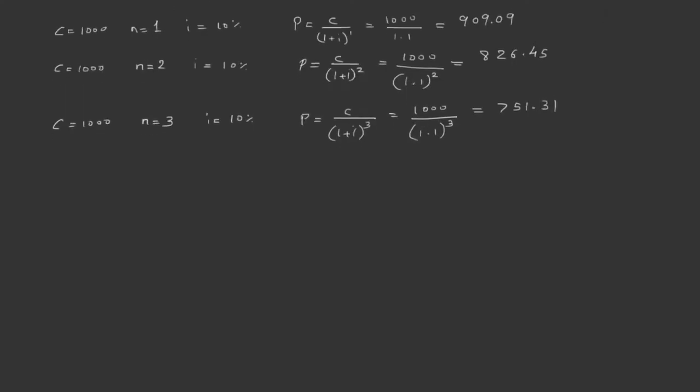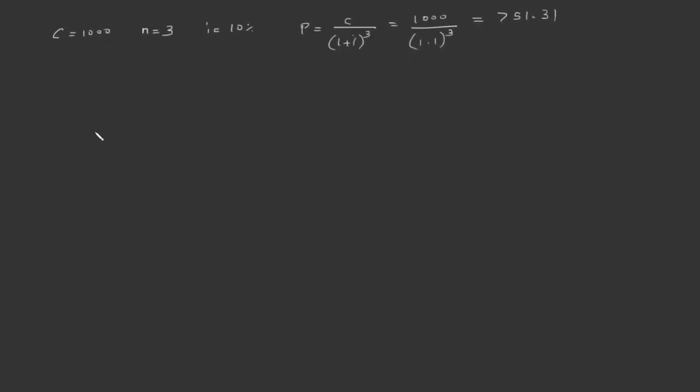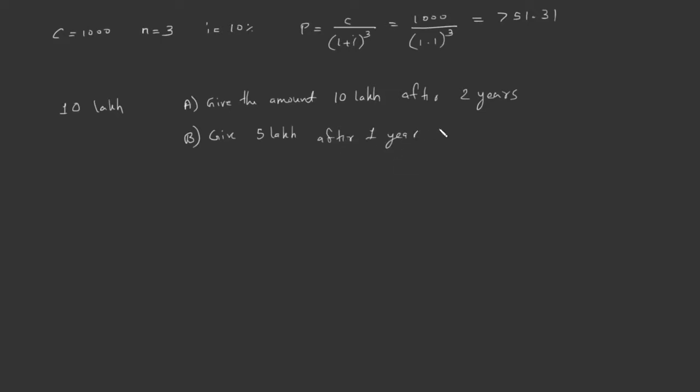So let us do one more problem before we conclude. Say you won a lottery for 10 lakh. The lottery company offers you two options. Option A, give the amount 10 lakh after 2 years. Option B, give 5 lakh after 1 year and the remaining 5 lakh after 3 years. Which one will you accept is the question.